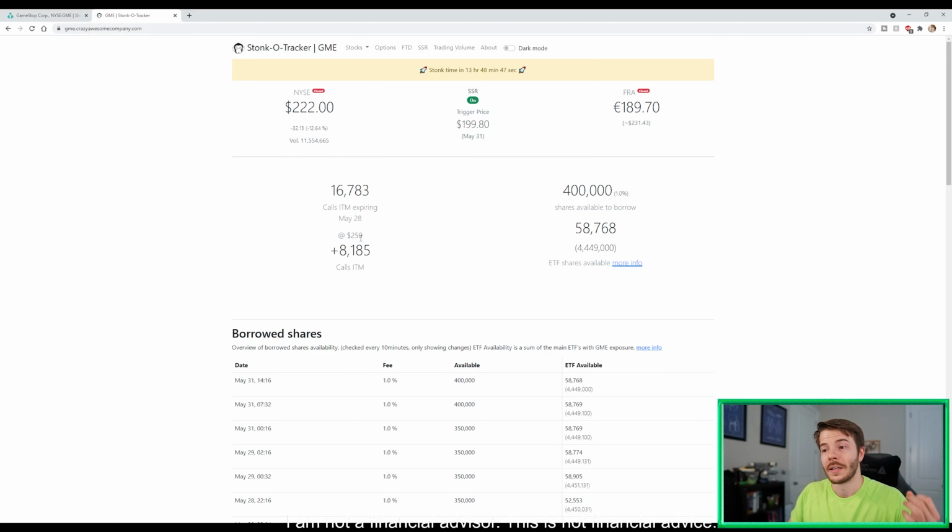If we take a look here at Stocko Tracker, we have 16,783 calls currently in the money. At $250, we're going to add another 8,185 calls in the money. We do have the SSR trigger on, so that is actually a kind of a positive sign for the stock, but it shows that we fell a lot in the previous day of trading. We have 400,000 shares that are available to borrow, 58,768 short ETFs, which are also available for shorts to borrow.